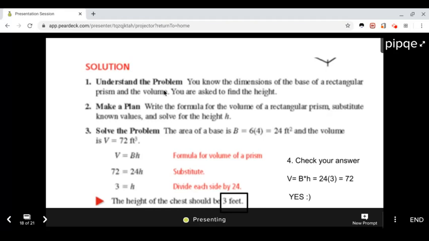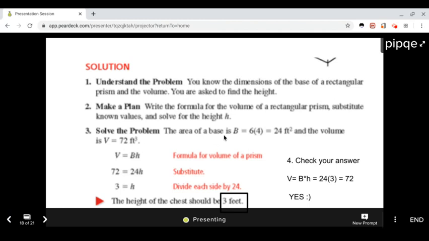Or I can do it this way, where this is just a more step-by-step type of problem. So first is obviously the dimensions of the base of a rectangular prism and the volume. You're asked to find the height. We're going to be using the formula for the volume of a rectangular prism and then substitute the known values, and solve for the height.